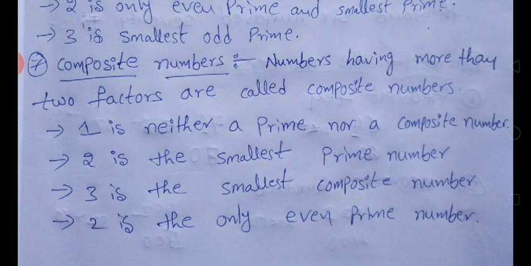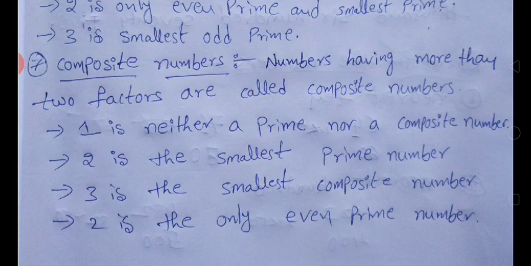Here, observe the prime number definition. It has only two factors, 1 and itself. Composite number definition: more than two factors. But 1, in the number system we have 1. 1 is neither a prime number nor a composite number, because 1 has only one factor, 1 itself. That's why it is not a prime number and not a composite number.